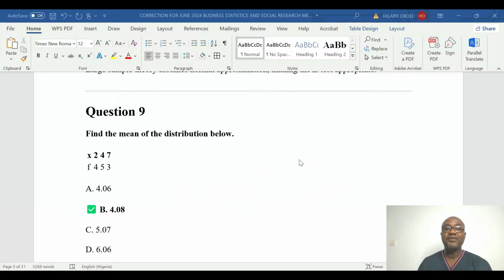Frequency is the F, the value is the X. So like I said before, I'll say 2 times 4 plus 4 times 5 plus 7 times 3. And that will give you the addition: 8 plus 20 plus 21 equals 49. Then 4 plus 5 plus 3 is 12. 49 over 12 will give you 4.08. And that is the answer.